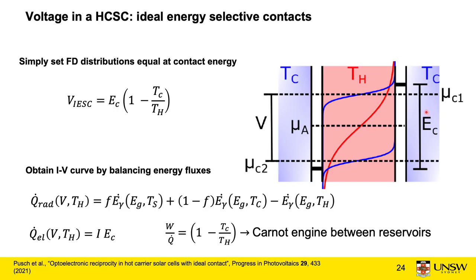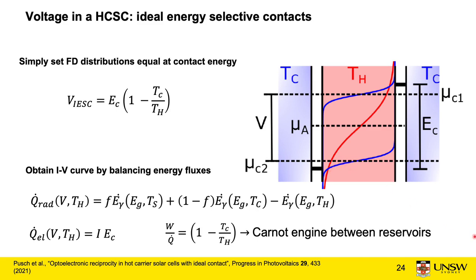Unlike for all the other concepts discussed so far, the voltage in the hot carrier solar cell does not require a quasi-Fermi level separation. If we consider ideal energy selective contacts, meaning they are infinitely narrow in energy and infinitely conductive nonetheless, we can write down the voltage as an analytic function of the temperature, simply by setting the value of the Fermi-Dirac distribution in the contact, the blue curve, equal to the value of the Fermi-Dirac distribution in the absorber, the red curve, at the contact energy.